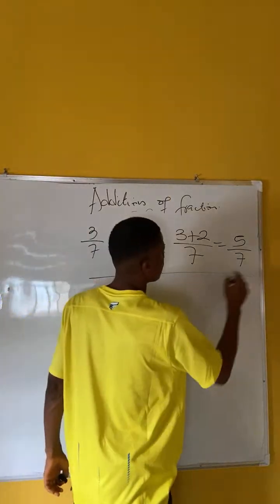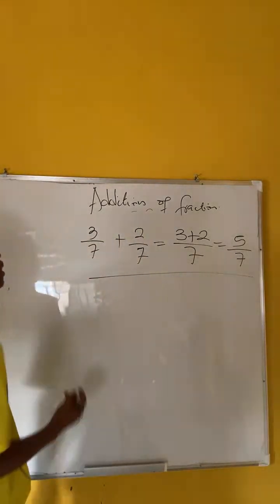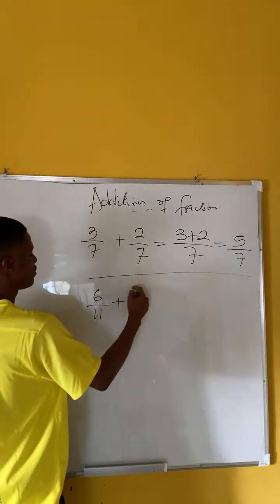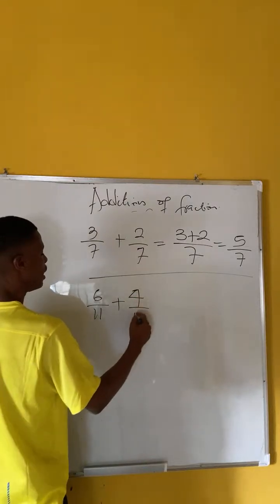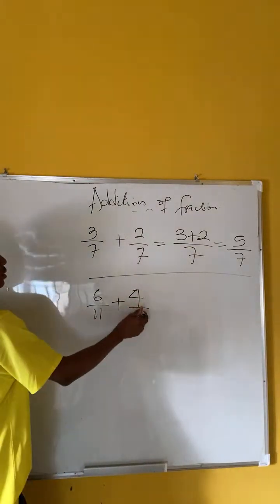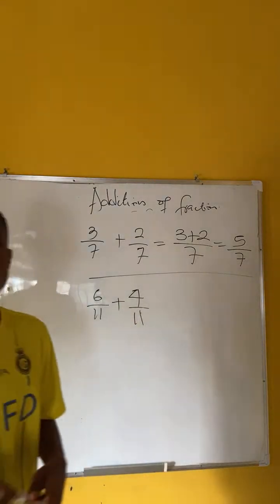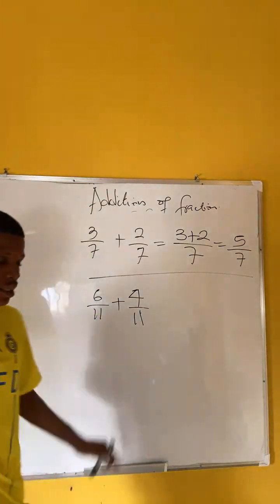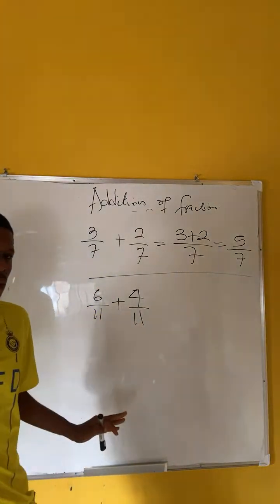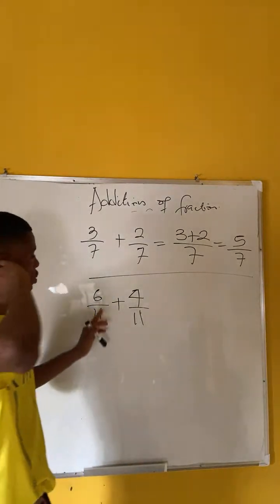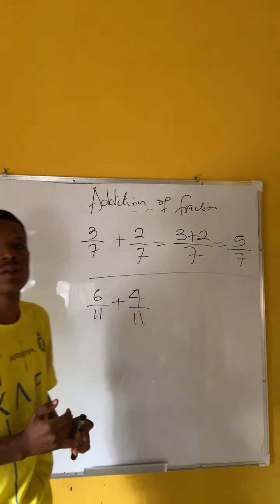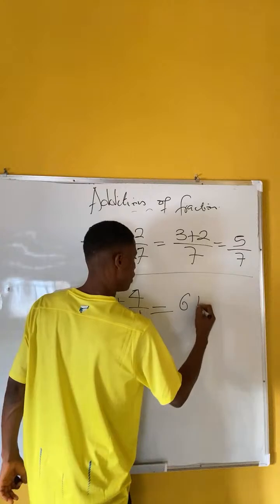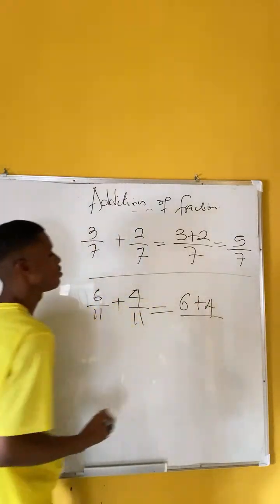Okay, let's take a good look at another one. Let's say we have 6 over 11 plus 4 over 11. You notice that these two fractions we have here, their denominators are very, very the same, 11 and 11. So our goal is just to add the two numerators together. So to add the two numerators, we just have to do what? 6 plus 4. Okay? 6 plus 4 is what?